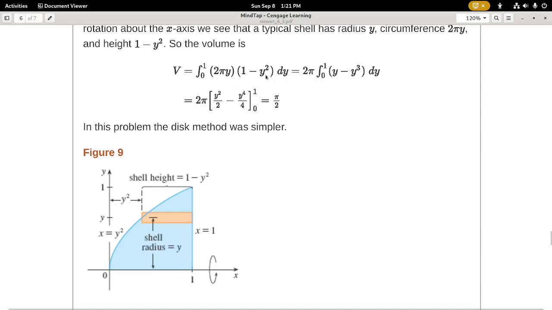So, same fun little setup here. This is a pretty easy integral to compute. I'll let you work those details out on your own, and you end up with the value of pi over 2. Cool. The important thing every single time is how do I set this up? And yeah, circumference, height, thickness. Circumference, height, thickness.